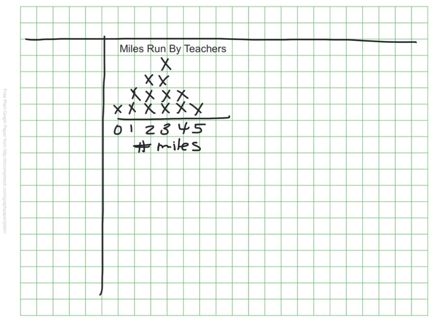Did the word symmetry come to mind? In a symmetric graph, or in this case, line plot, it's almost perfectly balanced on the left and right. There's a spot here where if we cut this down the middle, it would almost be the same on either side.